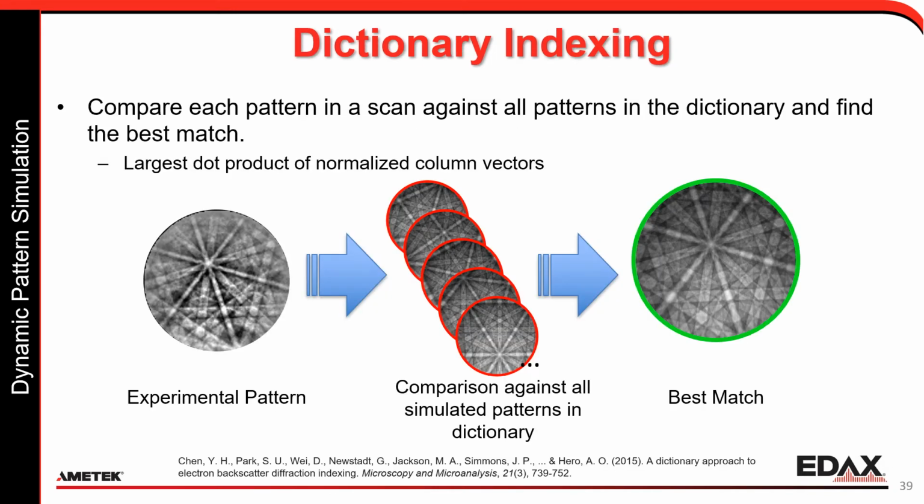And that's great, but what can we do with that? Well, I think the biggest area that you've probably seen is dictionary indexing. Instead of indexing by band detection, we take an experimental pattern and compare it against a set of simulated patterns that fill up basically a dictionary. Those patterns are calculated on some grid through orientation space and cover all of orientation space. And we just use a pretty simple comparison for each pattern in the dictionary against the experimental pattern, and we find the best match, and then we've indexed the pattern.